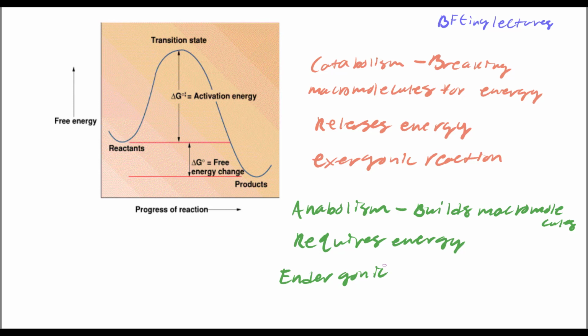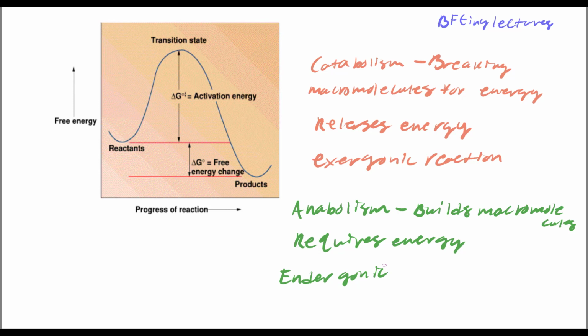Now, usually on exams, they're going to throw a trick question at you. They're going to say, okay, well, between catabolism and anabolism, which one releases heat? And you're saying, oh, catabolism, because it's exergonic, you're going to be releasing heat. Well, that is partially correct. The true correct answer would be both.